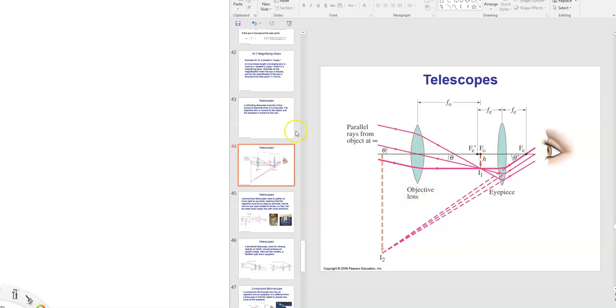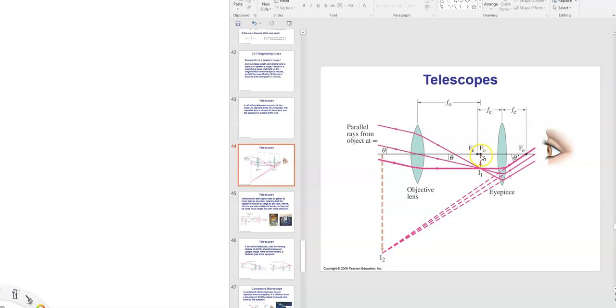Objective, you're looking at something far away. Light could be parallel to the principal axis, or it could be just parallel but not really to the principal axis. Either way, it creates an image. If this is far away, it creates an image right by the focus of the first lens. So this FO is the focal point of the objective lens.